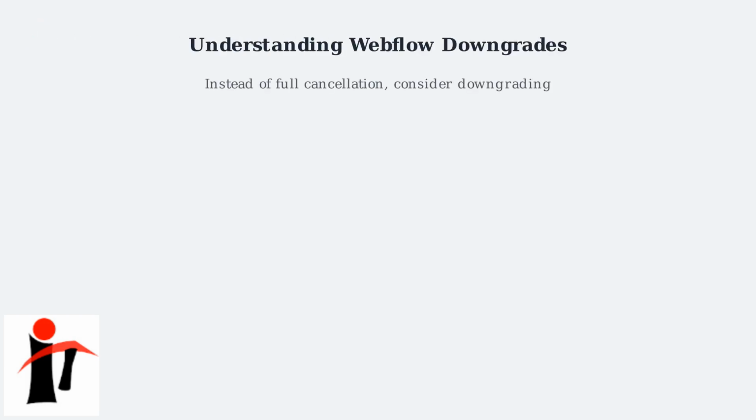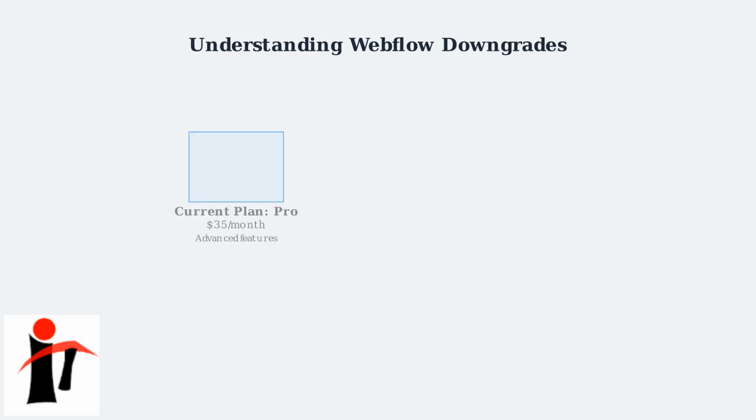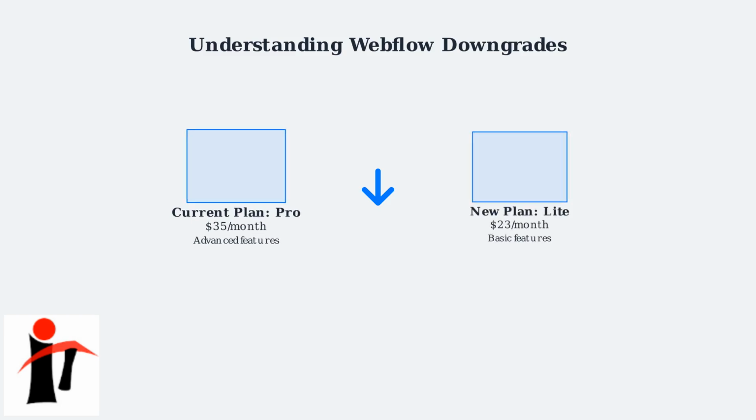Instead of completely canceling your Webflow subscription, consider downgrading to a lower tier plan. This approach allows you to retain access to essential features while significantly reducing your monthly costs. For example, downgrading from the Pro plan at $35 per month to the Lite plan at $23 per month can save you $12 monthly or $144 annually while keeping access to core Webflow functionality.